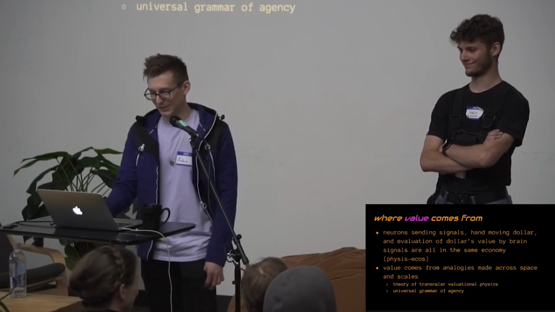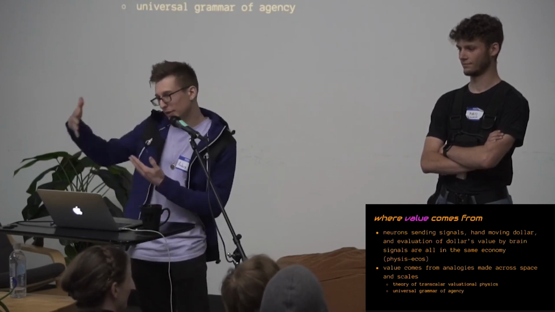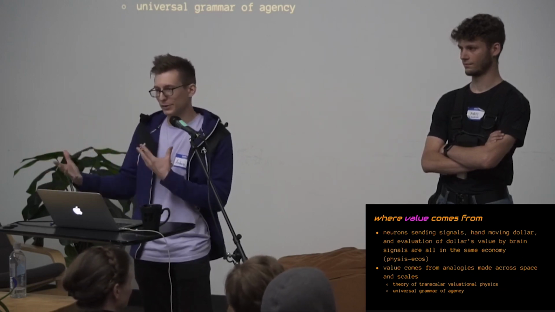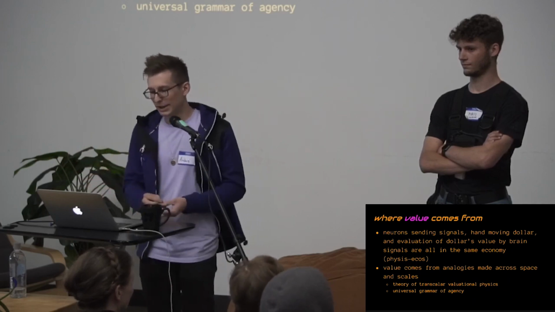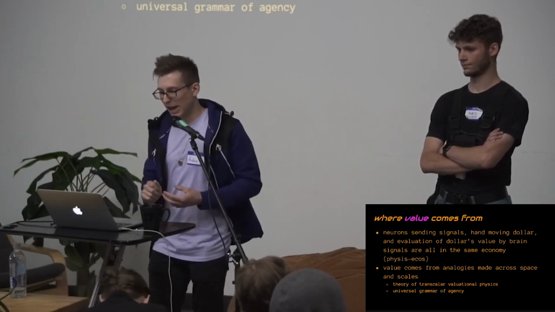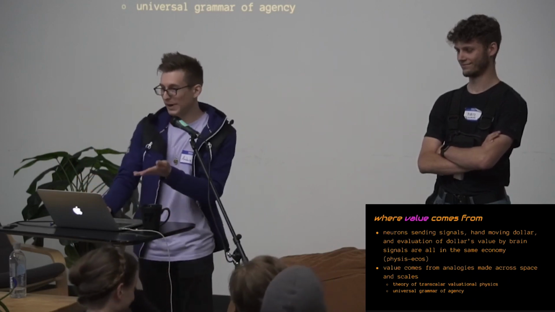Where value comes from: neurons sending signals, a hand moving a dollar, and the brain's evaluation of the dollar's value are all in the same economy. They're all part of the same transaction. So value comes from analogies made across space and scales, in a theory of transcalar valuational physics, the universal grammar of agency.